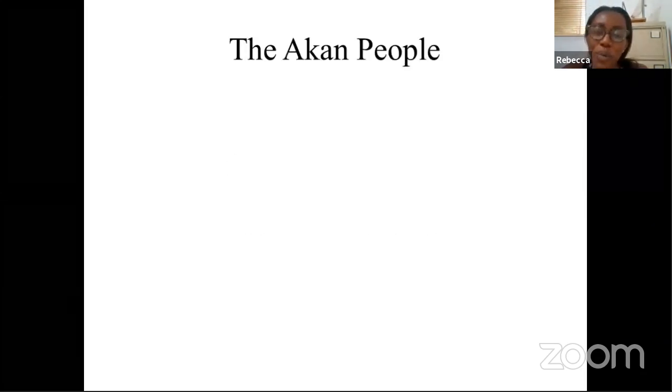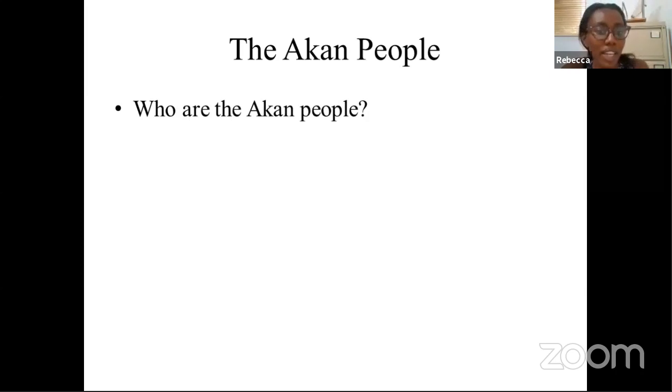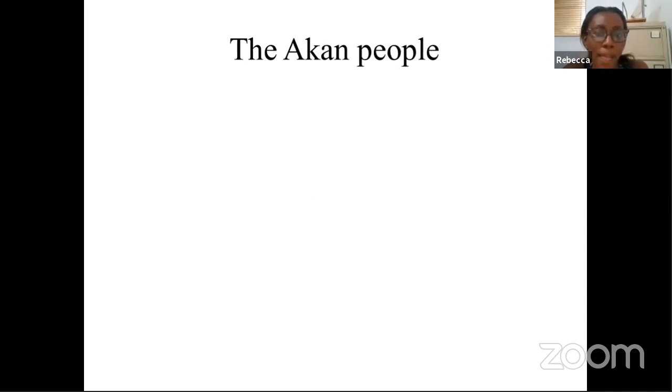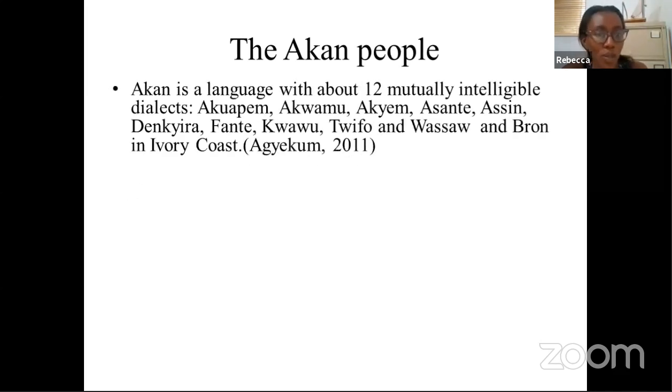Before you know something about the language, you have to first know about the people. So we first have to know who the Akan people are, where they can be found, how you identify them, and what their culture is. Akan is a language with about 12 mutually intelligible dialects. We have the Akuapem, Akwamu, Akyem, Asante, Denkyira, Fante, Kwahu, Twifo, Wassa, etc. And we have others in the Ivory Coast region.